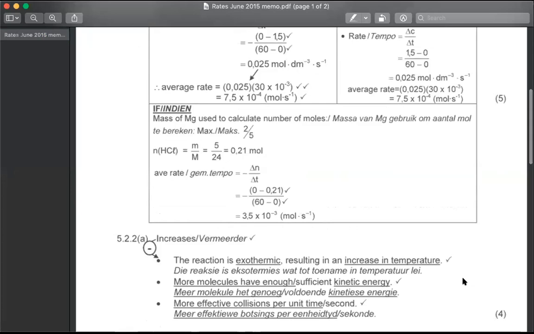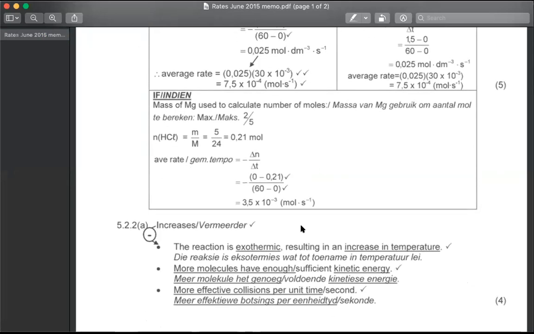Okay, the memo. They've got increase in between A and B, the reaction increases. There's 1 mark for that. The reaction is exothermic, resulting in an increase in temperature. So they're saying there's an increase in temperature. I didn't say that. More molecules have enough kinetic energy, more effective collisions per unit time. Yeah, you must say per unit time. I think it's better, nah? More effective collisions per second. That's what we'll say. Okay, so that's how they gave the 4 marks.